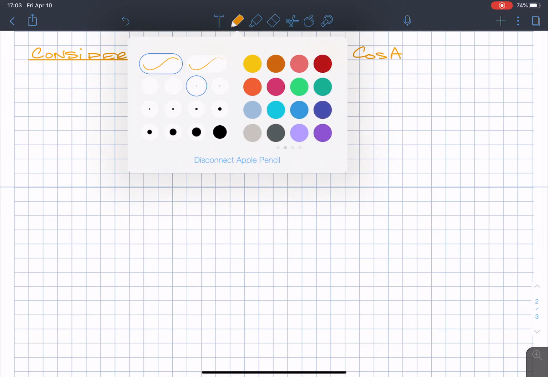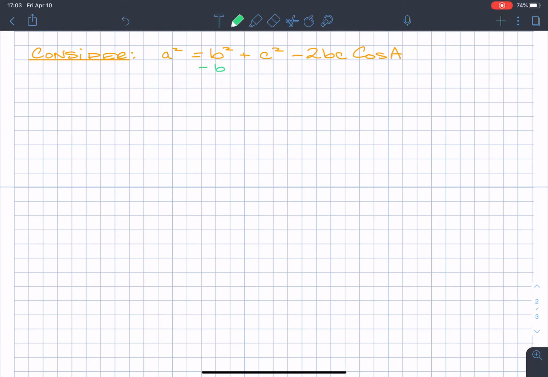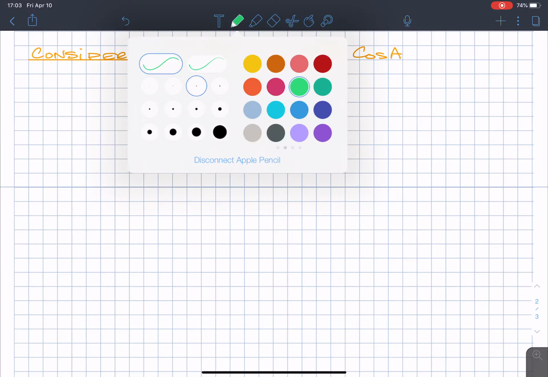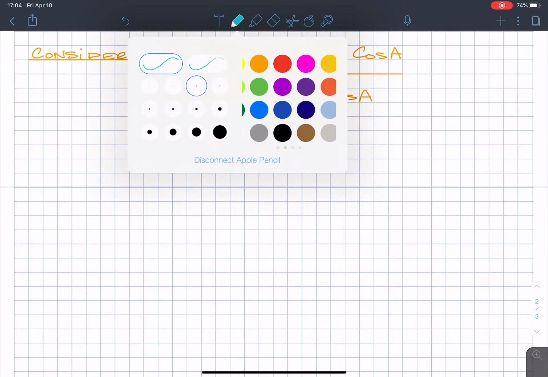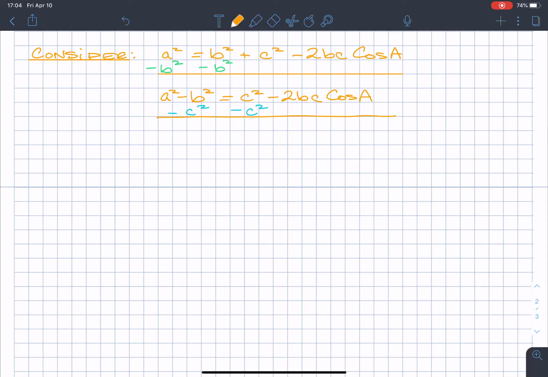So what I'm going to do, let's subtract b squared from both sides. So we get a squared minus b squared is equal to c squared minus 2bc times cosine of angle A. Now let's subtract c squared from both sides. So we get a squared minus b squared minus c squared is equal to negative 2bc times cosine of A.